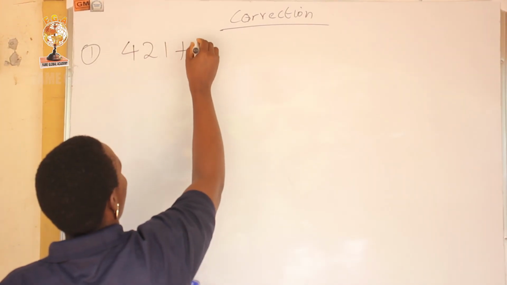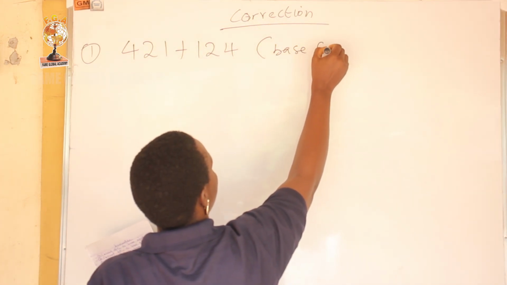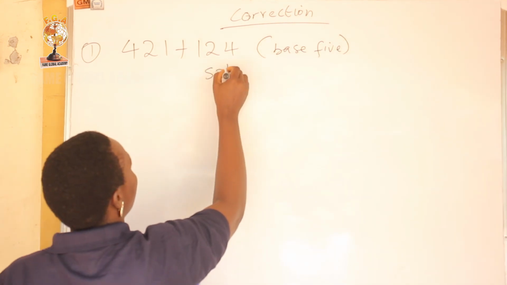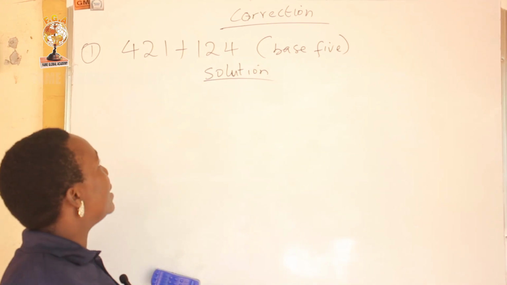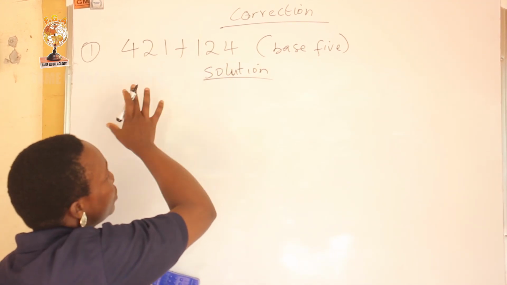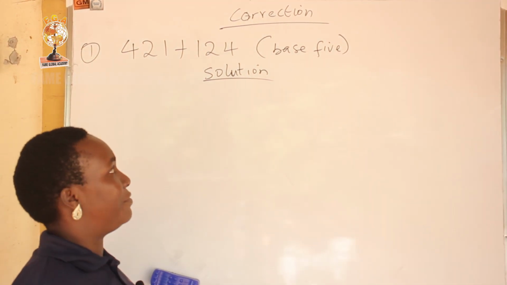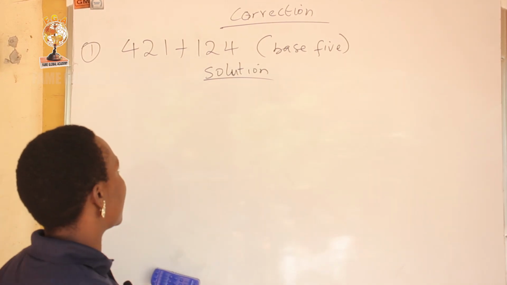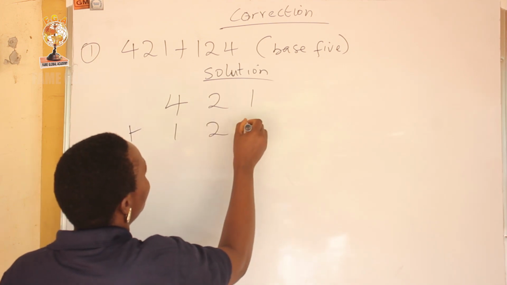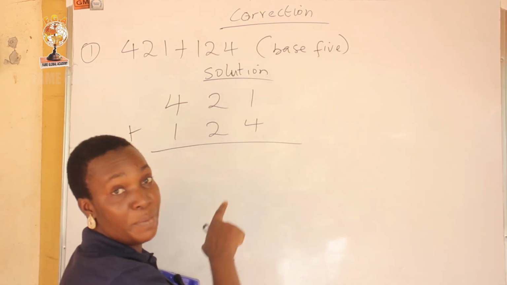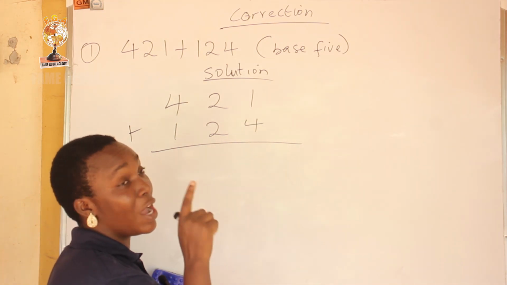421 plus 124 in base 5. Okay, so solution. If you recall what we did in last class, when you are adding two numbers in base 5, you make sure that none of your answer will be up to 5. If it is up to 5, you have to subtract. Okay, so when we have 421 plus 124, remember we are working in base 5. So when we add any answer that is up to 5 or bigger than 5, we have to subtract.